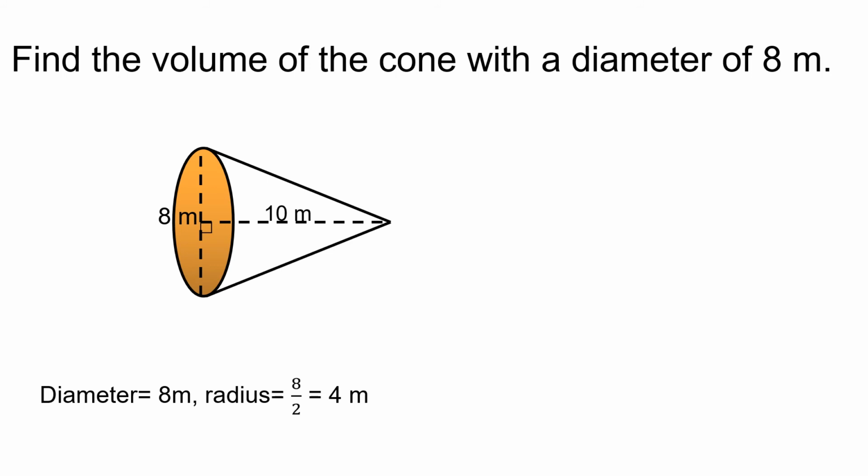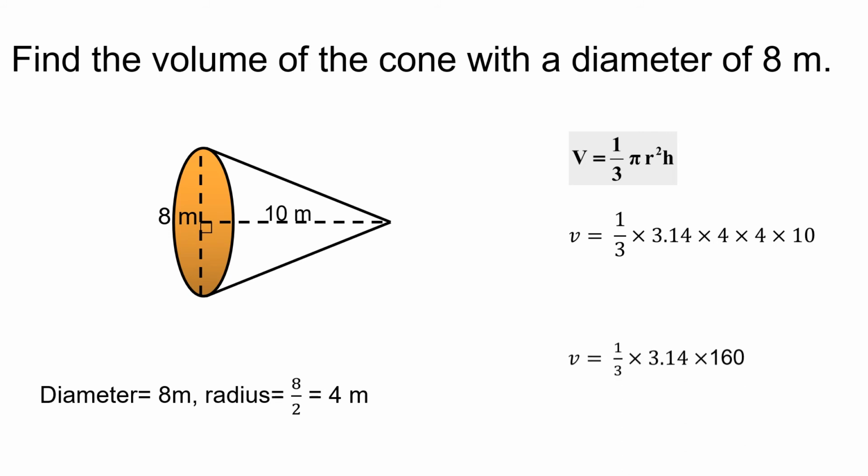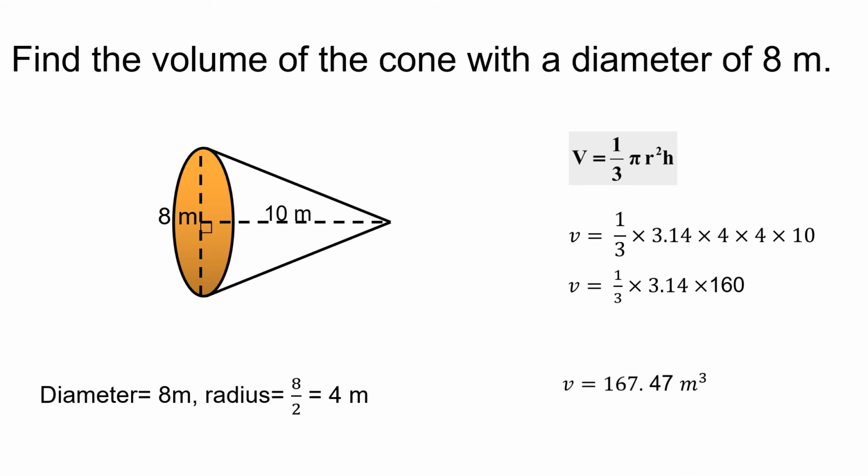All right, let's work it out together now. The volume of our cone is equal to 1/3 pi r squared h. And when we substitute our values, we have 1/3 multiplied by 3.14 multiplied by 4 multiplied by 4 multiplied by 10, which gives us 1/3 multiplied by 3.14 multiplied by 160. When we simplify this, we have 167.47 cubic meters. Good job.